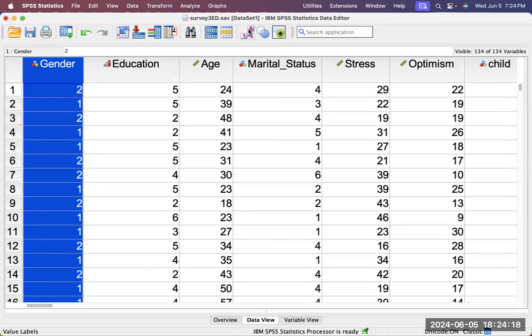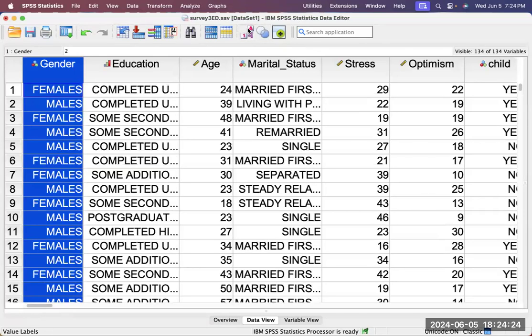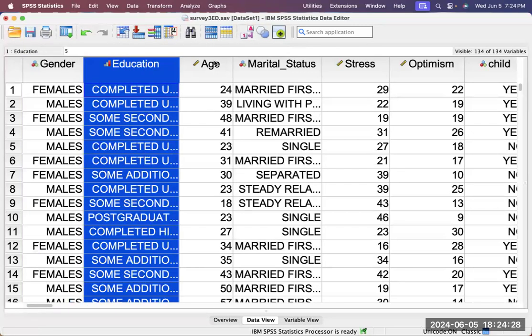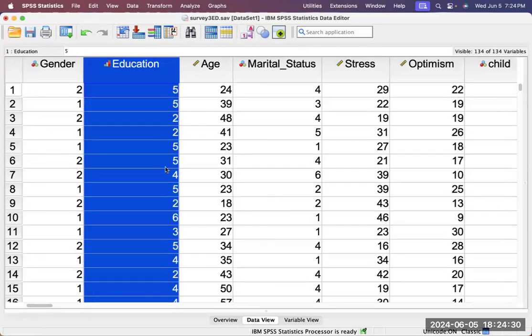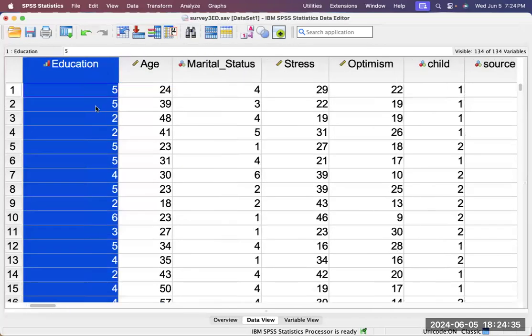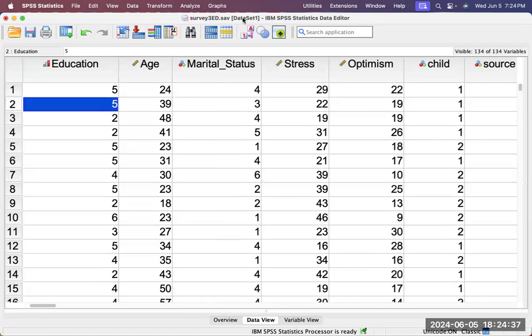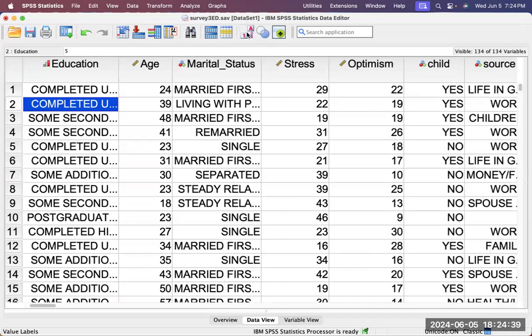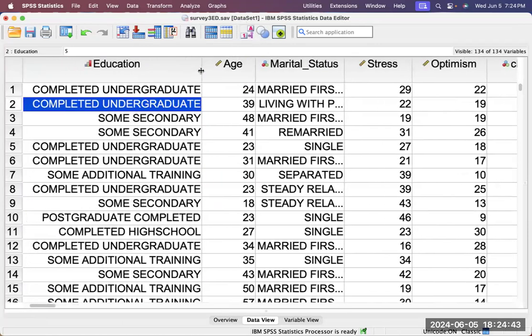But now you may say, oh, I don't know what the 2 was or the 1 was. Simply click the alphanumeric again. You see that? But you see it's doing it for all these variables. Let's look at education. See all the different numbers? But I can't remember what the 5 was. So I just simply go, and I know it's completed something. What is that? Completed undergraduate.